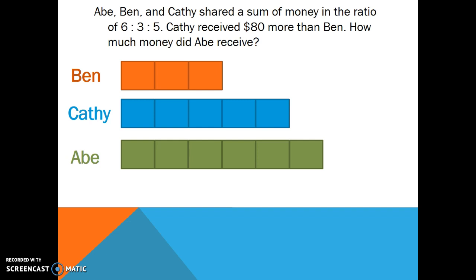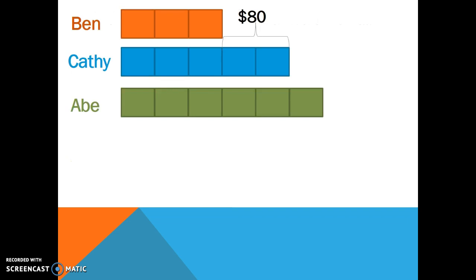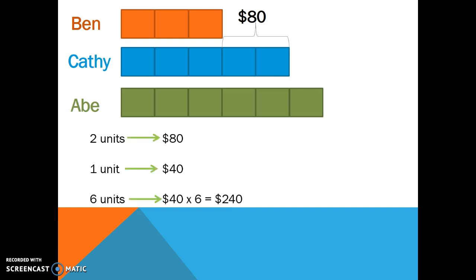Kathy received $80 more than Ben. So let's look at our bar model and identify how many more units Kathy received than Ben and label those with the $80. Since she received 2 more units, those 2 units equal $80. Our question is, how much money did Abe receive? So we really want to solve for 6 units. Let's break that down into 1 unit first. 2 units equals $80, so if we divide $80 by 2, 1 unit equals $40. Now we multiply that $40 times 6, and we get $240. That is how much money Abe received.